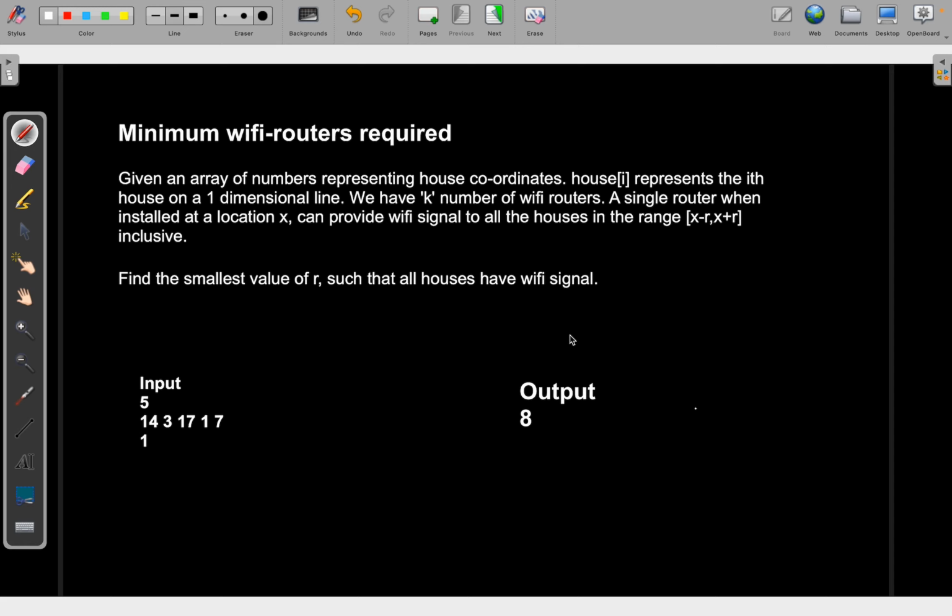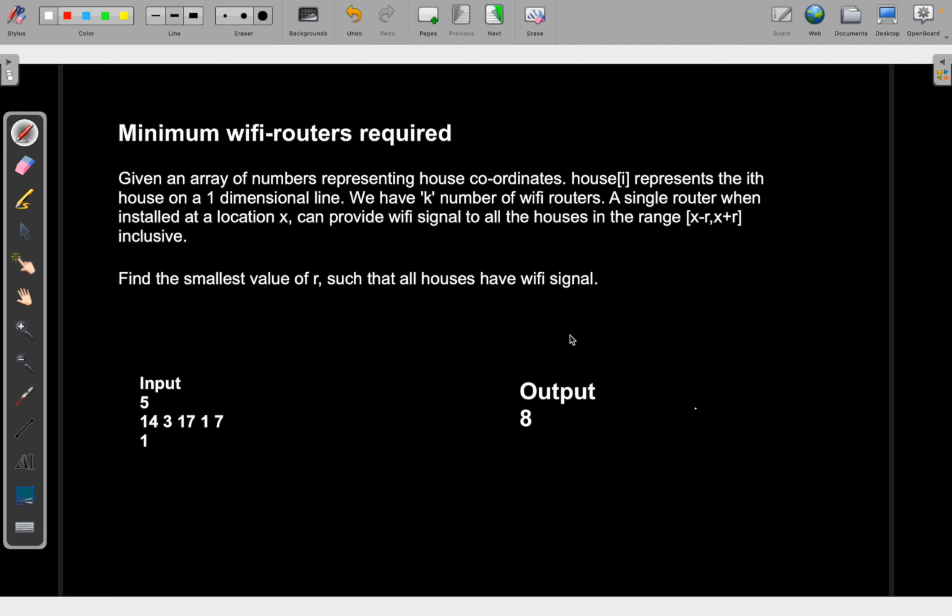If you are going to learn advanced binary search in great detail, this is one very good problem that you can add into your bucket list. You will get the concept of how advanced binary search works and what the different possibilities of it are, through this single problem. Let's see. Minimum Wi-Fi routers required.